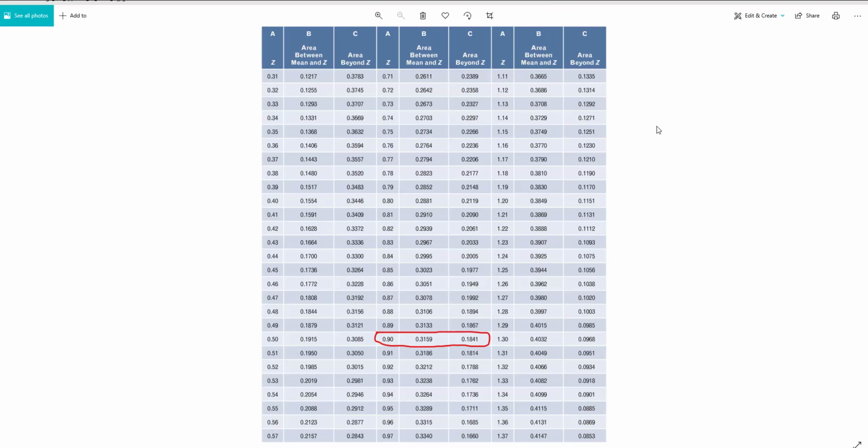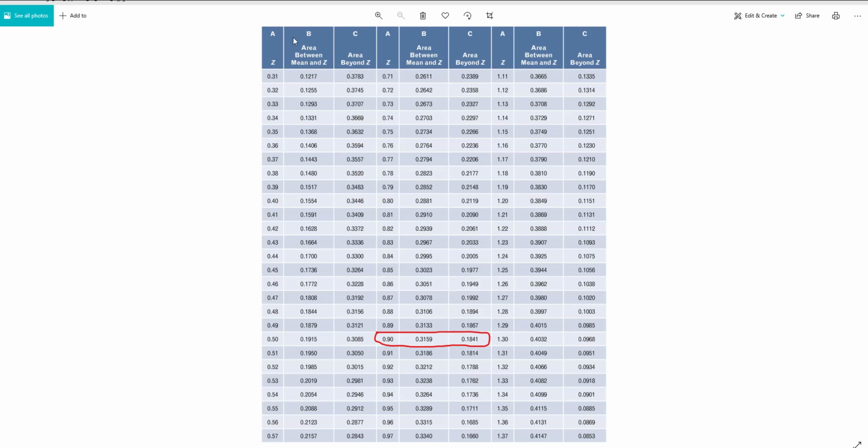Alright, so how did I get those values? How did I get that 31.6 and that 18.4? Well, we can look at Appendix B in your book, and we can see what is called the standard normal table. And the standard normal table has 3 columns. The first is this A, which is the z-score. The second is B, which is the area between the mean and the z-score. And the third is C, area beyond z.